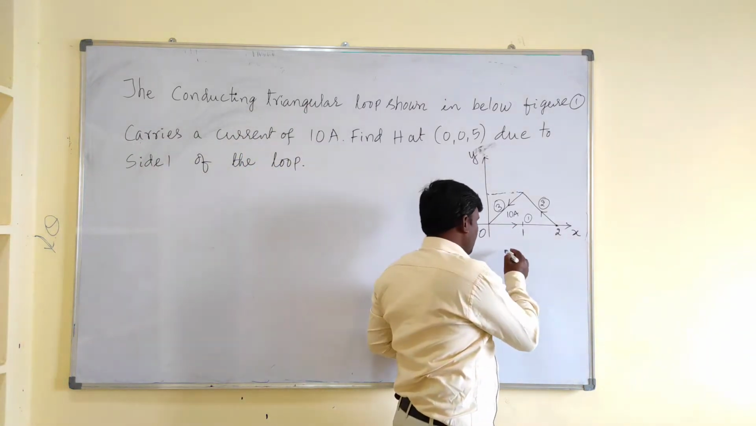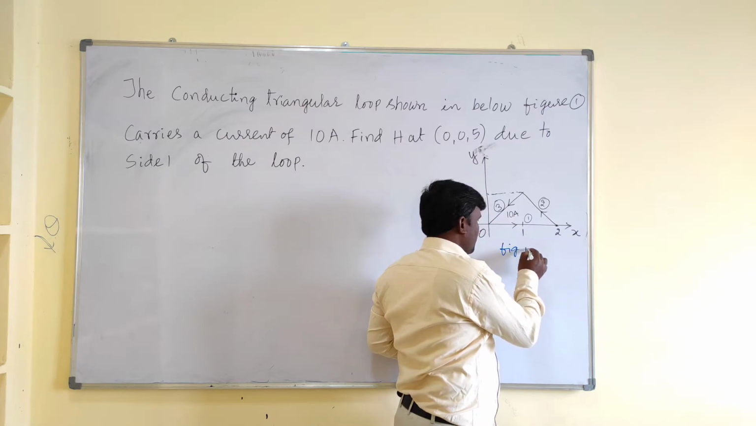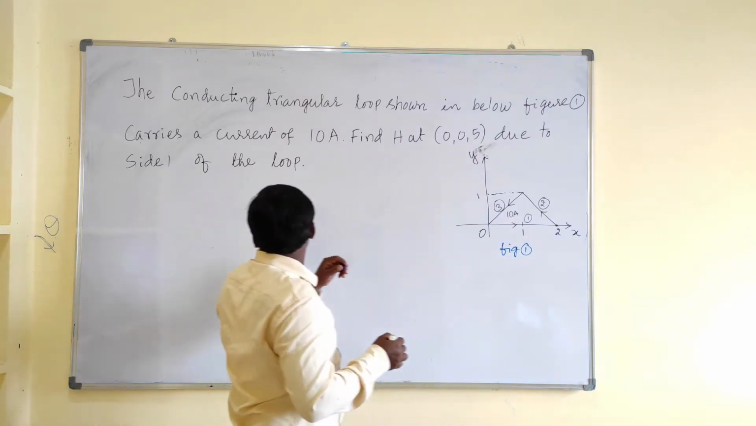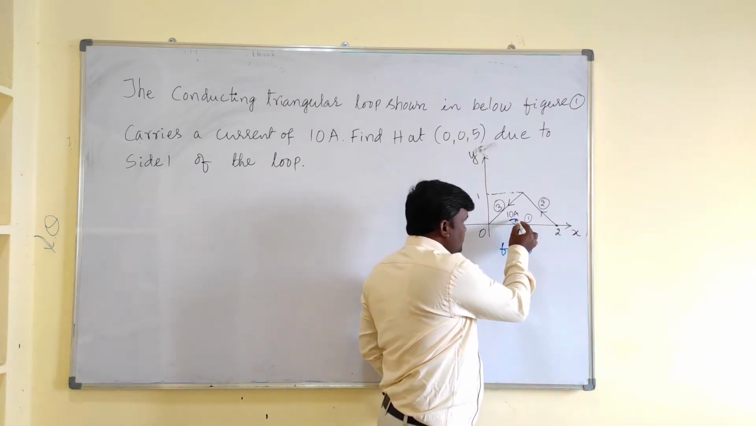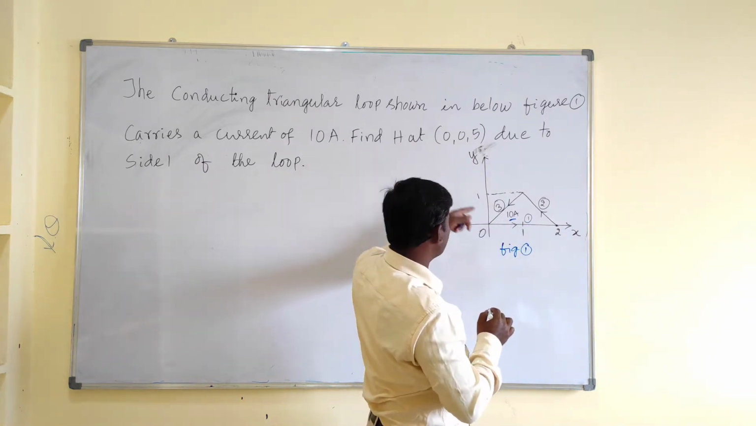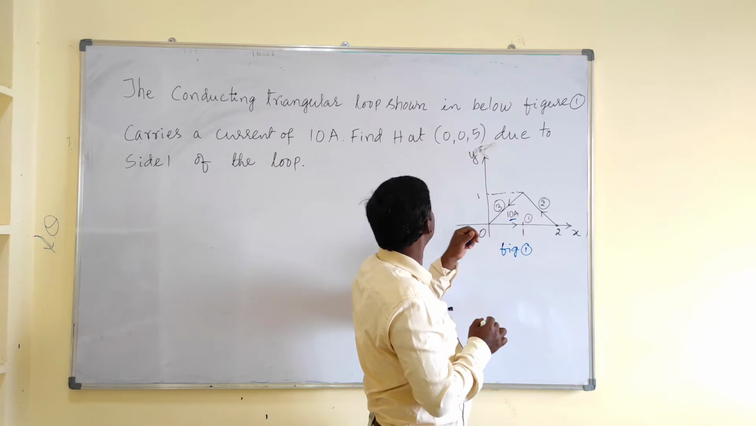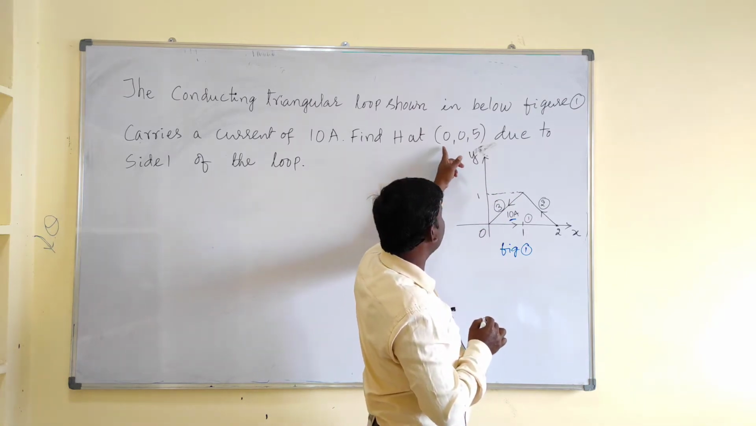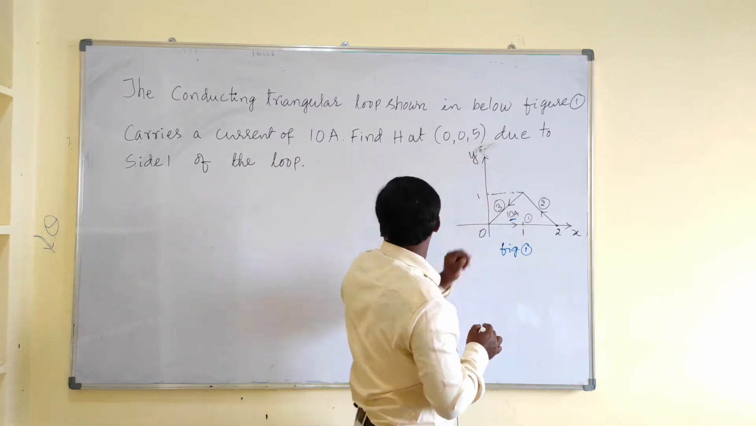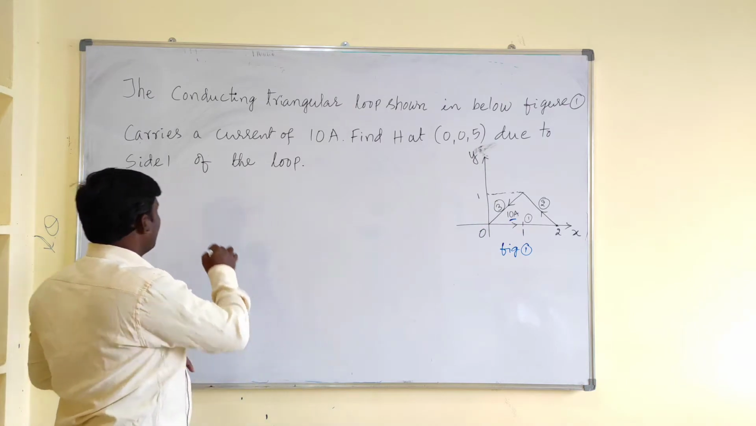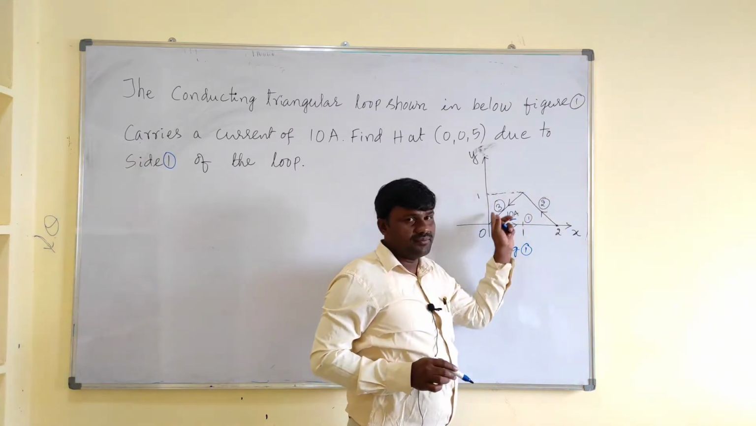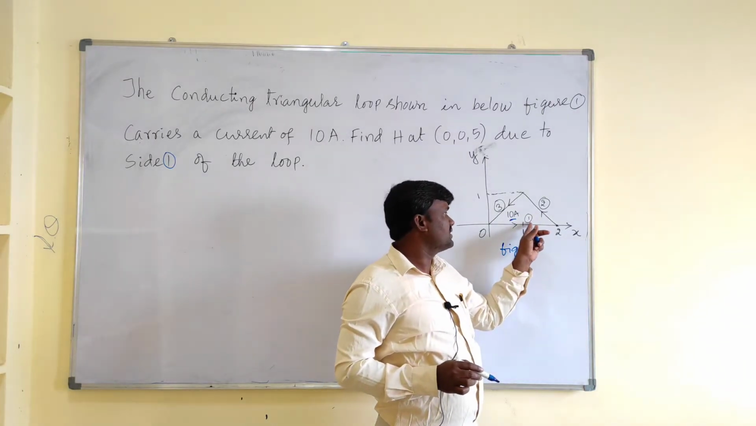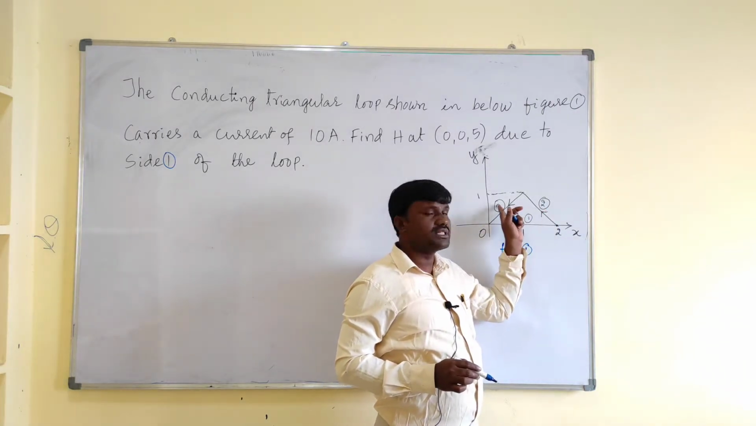So it is figure 1. It carries a current of 10 amps. This triangular loop carries a current of 10 amps. Find H at (0, 0, 5) due to side 1 of the loop. This triangular loop consists of 3 sides: side 1, side 2, side 3.